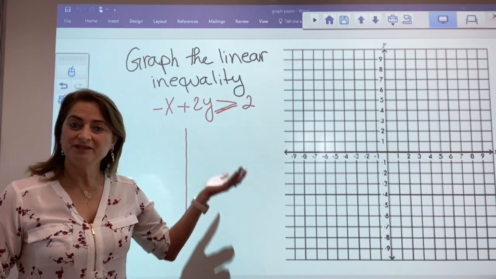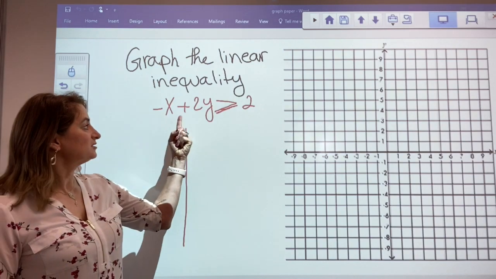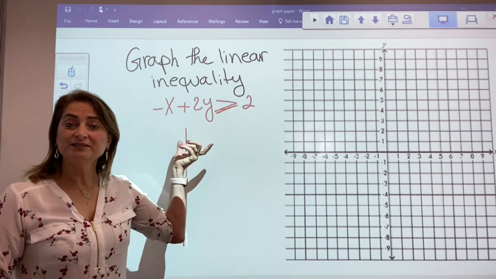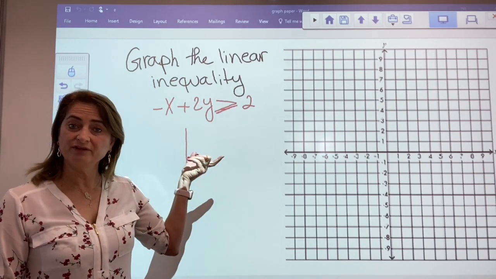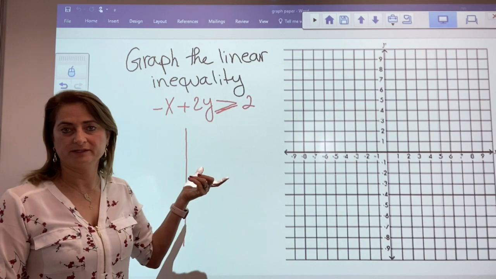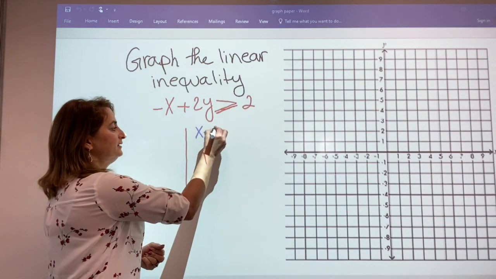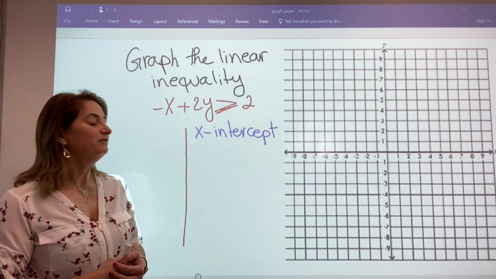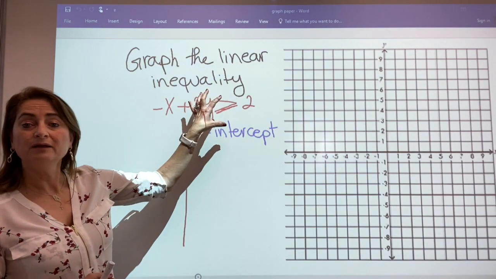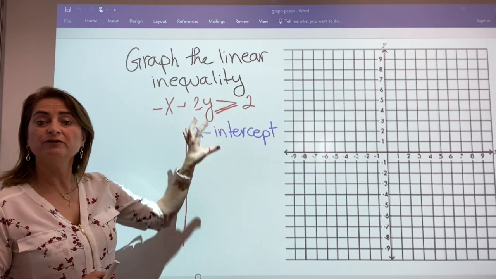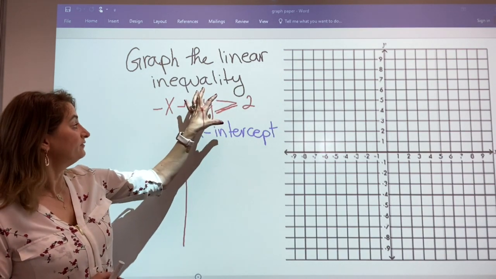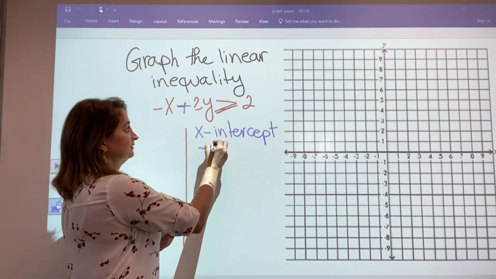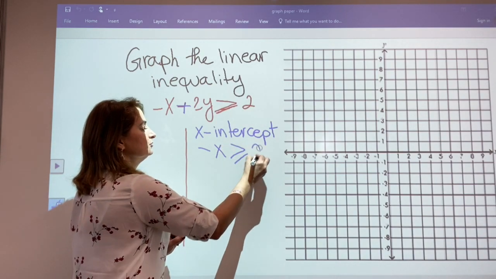Now how can we graph this linear inequality? Negative x plus 2y more than or equal to 2. If you remember, this is written in standard form. So the easiest way to graph this is to find the x-intercept and the y-intercept. To find the x-intercept, from previous lessons, cover the y because y has to be 0 for the line to cross the x-axis. So if I cover the y, you end up with negative x more than or equal to 2.